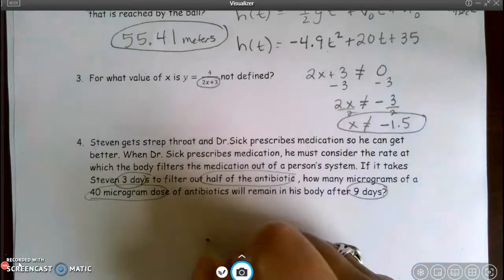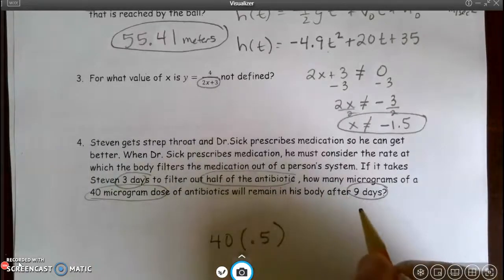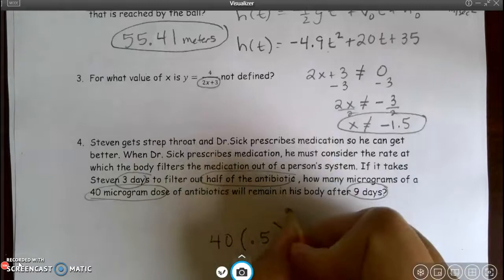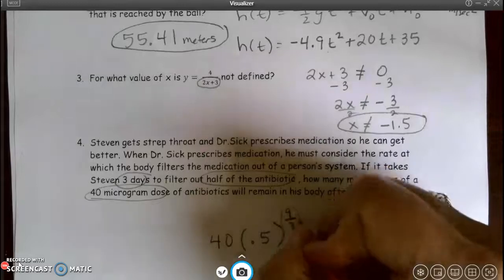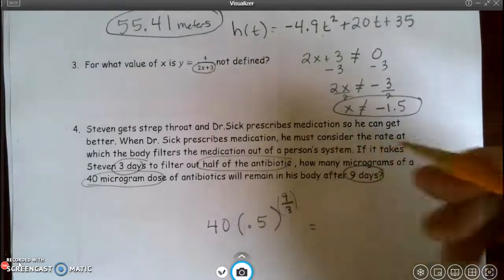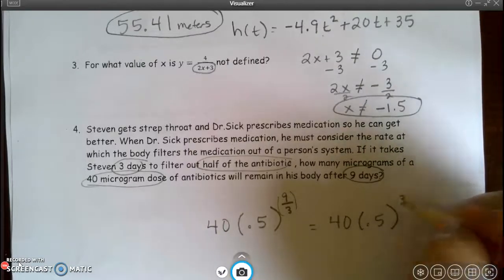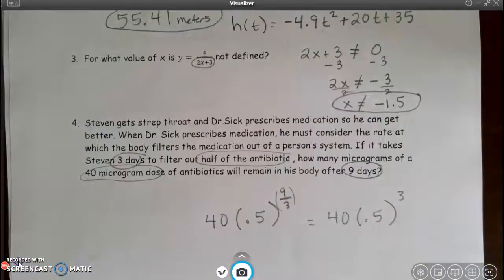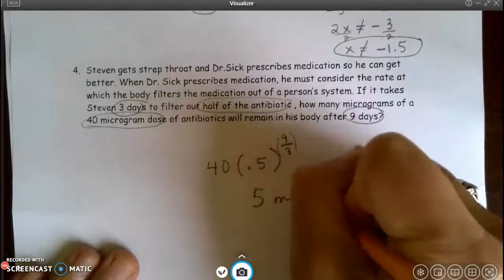All right, so I have my starting amount of 40. It has a half-life, and it's in there for a total of 9 days, and there's 3 days in a half-life. So I'm going to put this in my calculator. Now, I recognize right away that 9 divided by 3 is 3. If I didn't, I could put the whole thing in my calculator, or I can just put it in like this. Okay, so I put that in my calculator, and I get 5 micrograms.